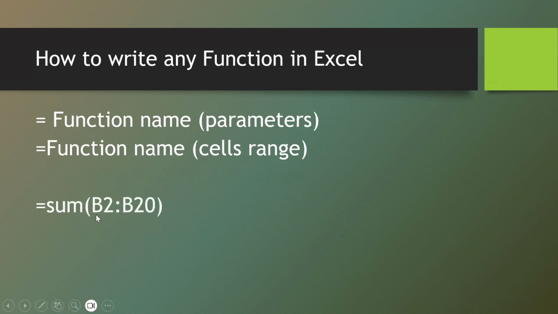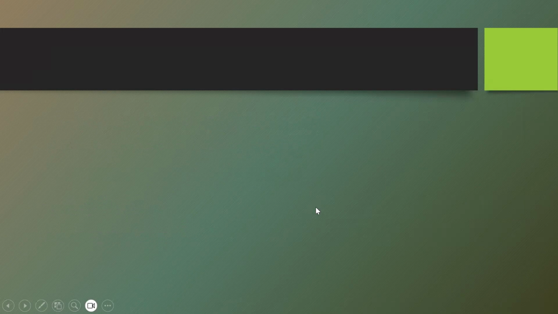For example, sum from B2 to B20. So we write the function name, sum, in this spelling. This is the correct spelling of sum. Between parentheses, the range: first cell in the range, colon, and then last cell in the range. Another example is average. Average is written in that way. And then between parentheses is the range: the first cell, colon, and then the last cell in the range.